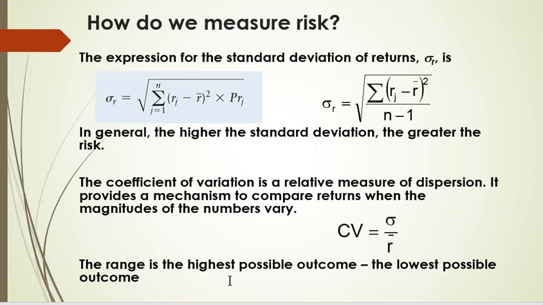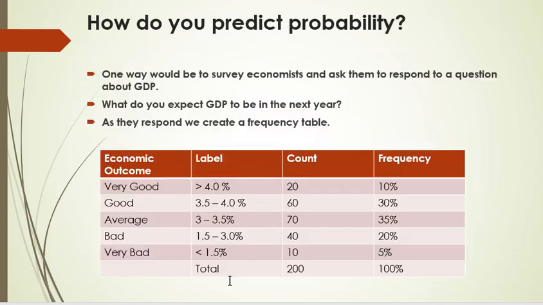So again, how do you predict probability? Maybe we survey economists. Maybe there are some techniques in other classes that you might learn about. But let's assume that we surveyed economists and asked them to predict GDP in the next year. We sent out 200 surveys. They all replied, and we did a frequency distribution, and this is what the distribution looked like. When you convert the count to frequency, we have a 10% chance very good, a 5% chance very bad, etc.